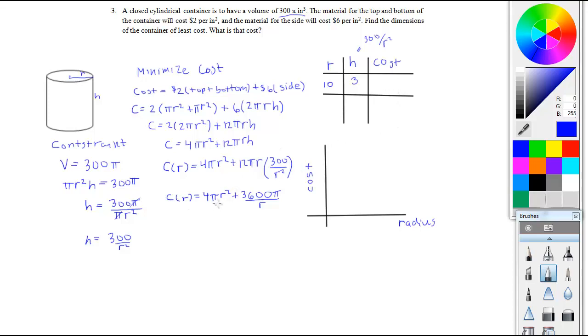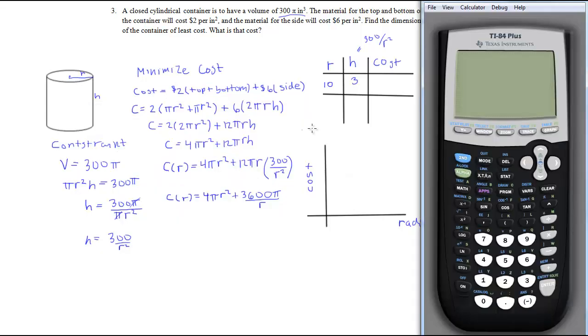It will be either 4 pi r squared plus 3600 pi over r, or 4 pi r squared plus 12 pi r h. You can use either one of these formulas. This one just has r in it, and this one has r and h, but they're equivalent. They'll give you the same answer. So I'm going to use a calculator to get that.